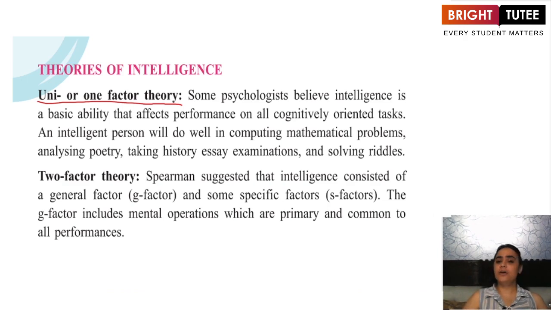So the one-factor theory focuses on the ability of a person to be very well equipped with cognitive abilities, and such people are able to solve mathematical problems, poetry, riddles, crosswords, Sudoku very well. Then next we have the two-factor theory.